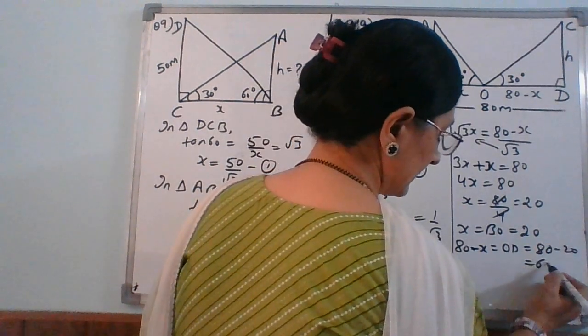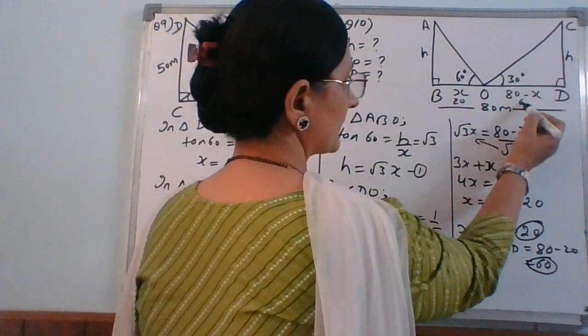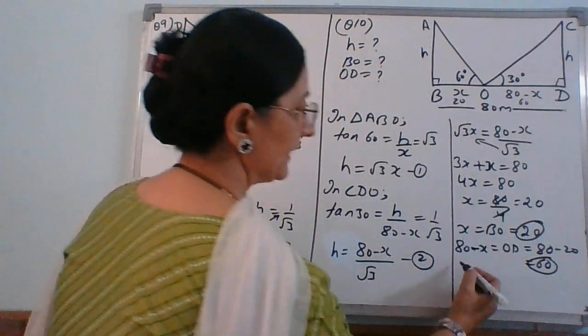80 - 20, that will be 60. So one answer is this, one answer is this. So this is your 20, this is your 60. Now you have to find h. Substitute the value in h.